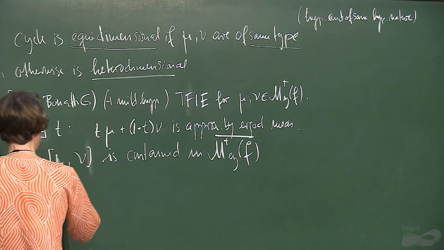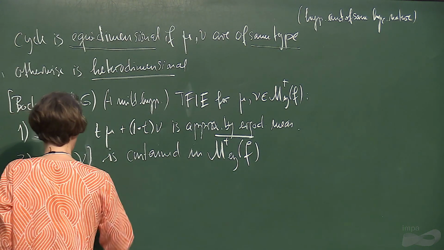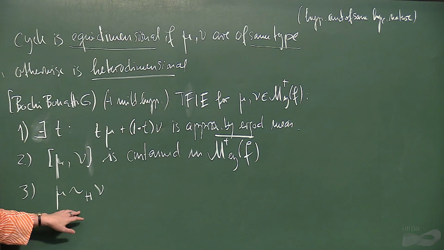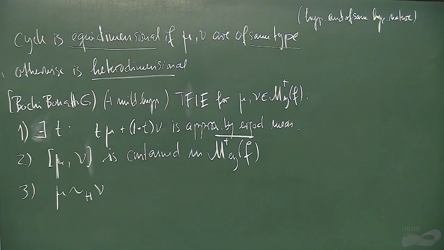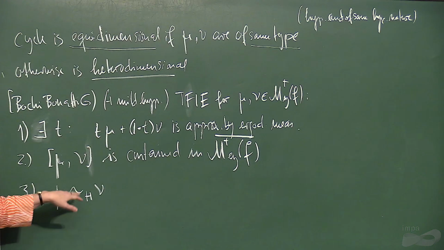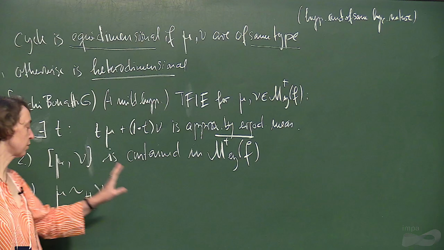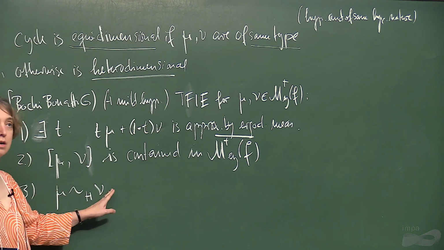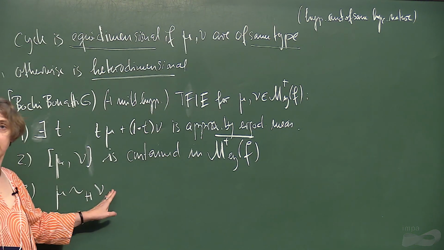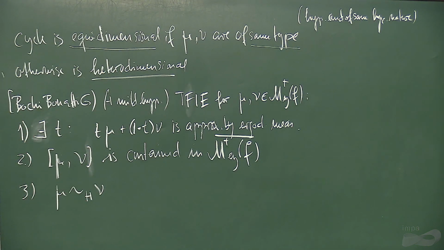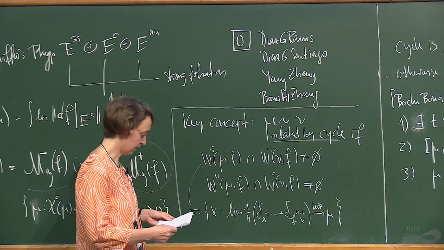And three, mu and nu are homoclinically related. So the concept of being homoclinically related is a bit different from having a cycle. Here you assume that there exist generic points relative to mu and generic points relative to nu, such that their Pesin invariant manifolds intersect cyclically and transversally. So it's almost the same, only looking specifically onto the Pesin manifolds.